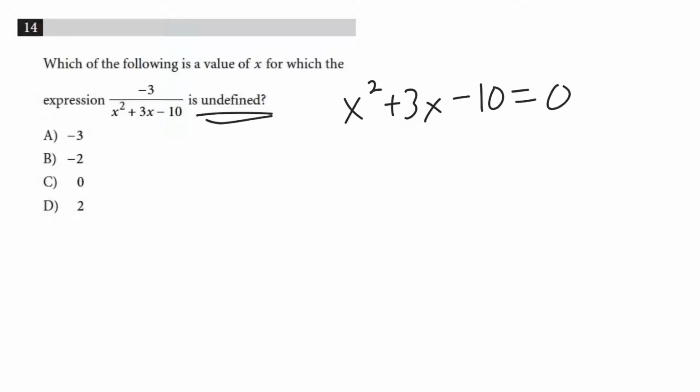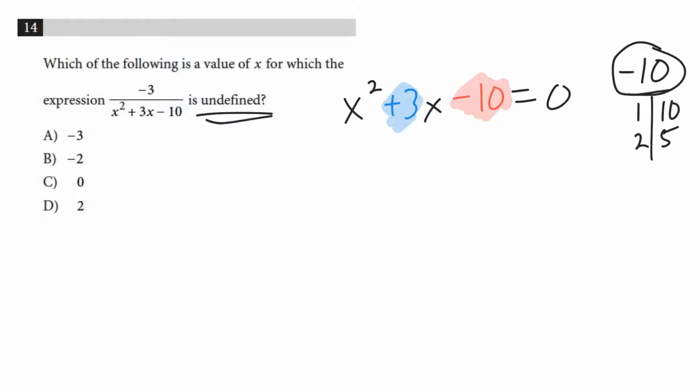Okay, so let's factor. Well, a is 1. This came up several times, right? A is 1, so we're looking for two numbers that multiply to c and add to b. Negative 10 is c. Well, the factors of 10 are 1, 10, 2, and 5. Given that one of them needs to be negative because they multiply to a negative, it looks like 2 and 5 with a negative 2.